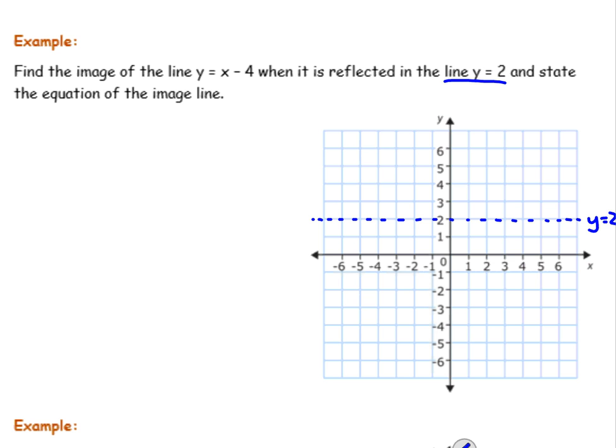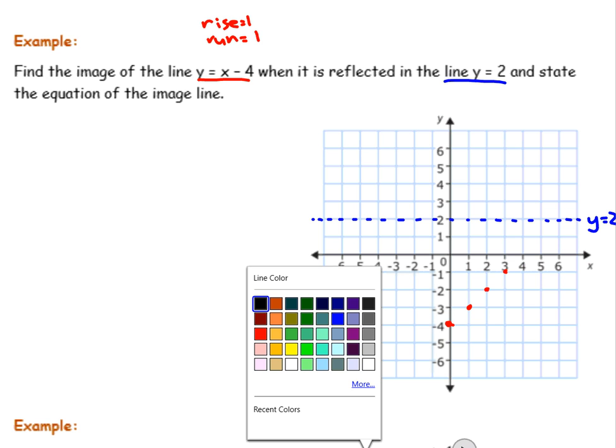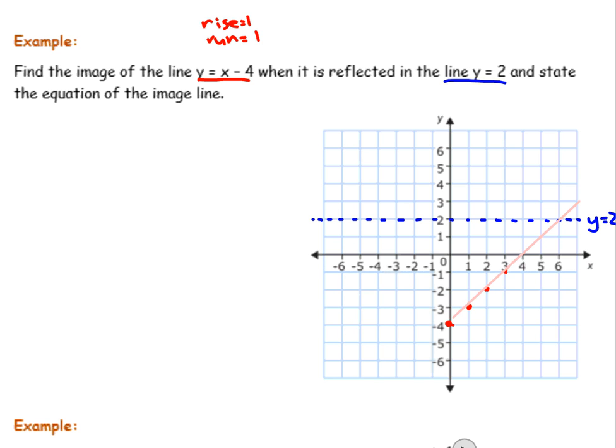Now let's draw the original line, y equals x minus 4. It's got a y-intercept of negative 4, and its rise equals 1 and its run equals 1. Go up 1, across 1, up 1, across 1, and so on. And we need to draw a line through all of that. Came up reasonably okay. That's weird.